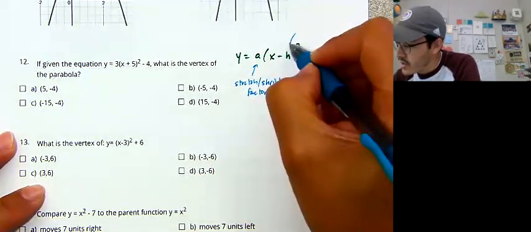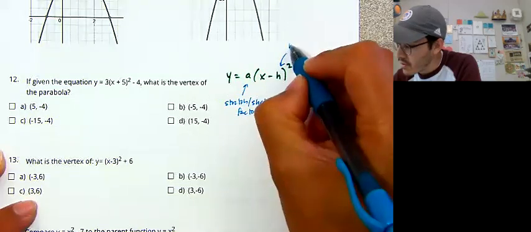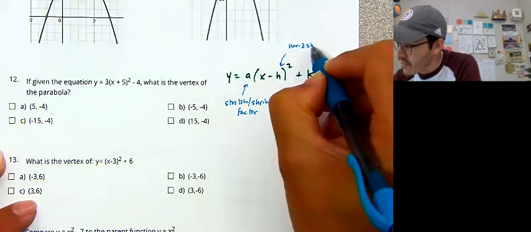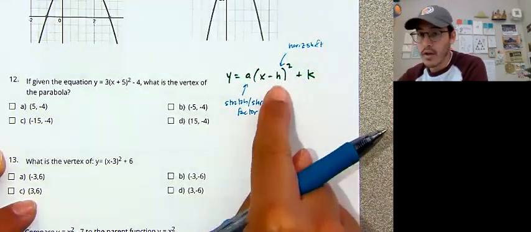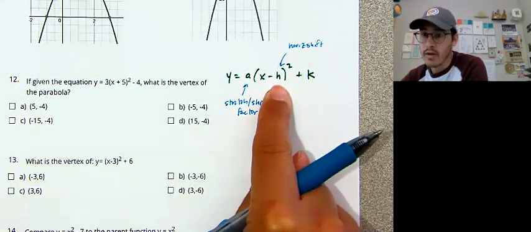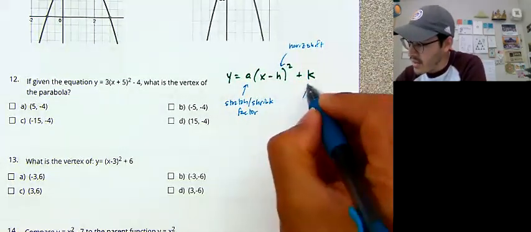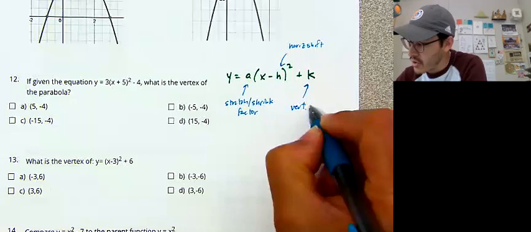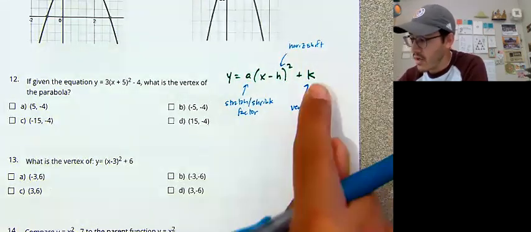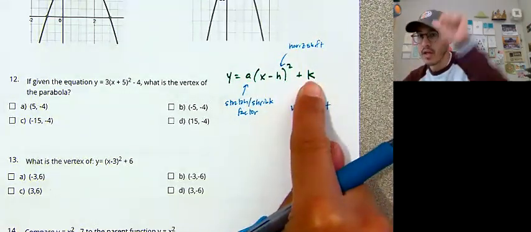H is going to be a horizontal shift. So if H is a negative value, we shift to the left. If H is a positive value, we shift to the right. And then K is a vertical shift. K positive, we shift up. K negative, we shift down.